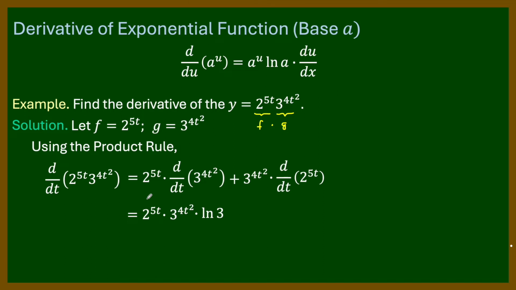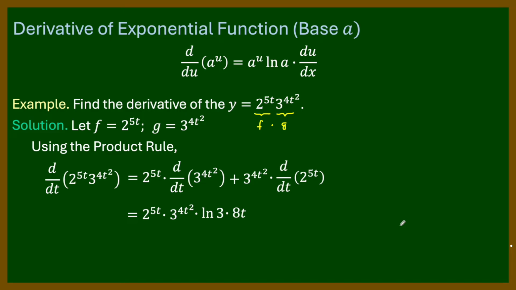Then, differentiate the exponent, which is 4t squared. Using the power rule, we have 8t. So, this entire stuff is equivalent to our first term. Next, let's move forward to the second term.